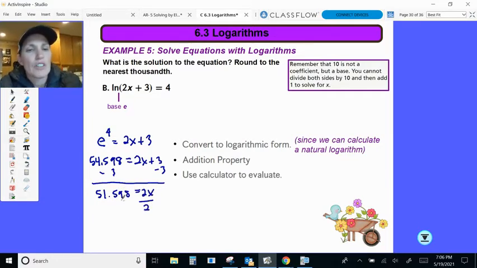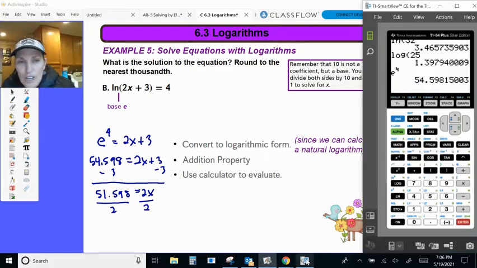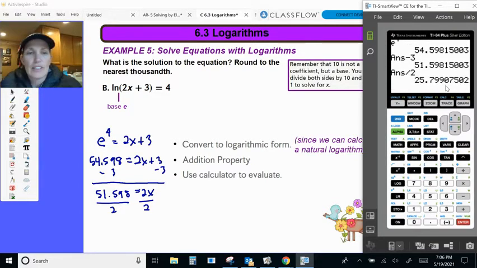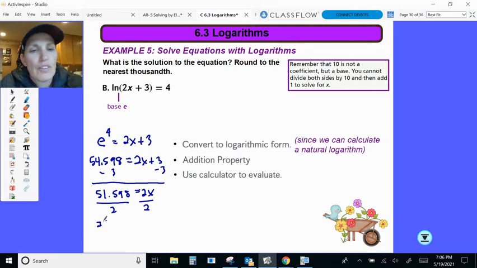And now if I divide by 2, right here, you'll just have to trust me on this. It's 25.79. Well, actually, I'm going to do it so you can see how our rounding goes here. We first subtract the 3, and then we go ahead and divide by 2. Okay, so 25.799 is my nearest thousandth, right? So 25.799 is approximately equal to x. And that's how you solve when it's in logarithm form.